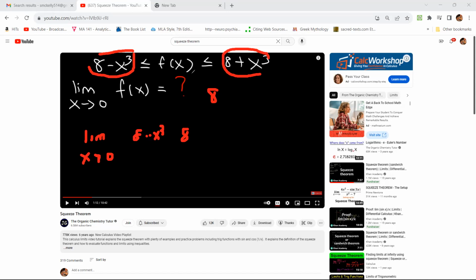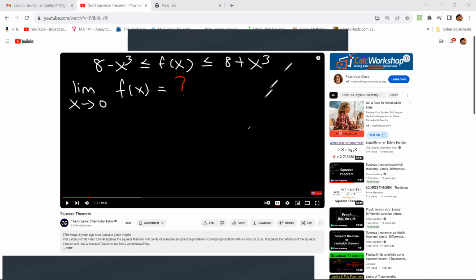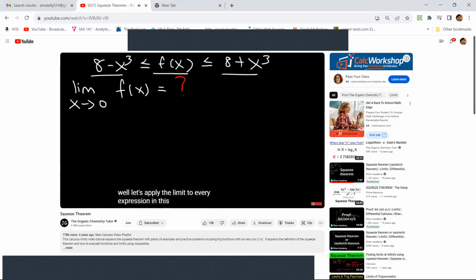So we're going to keep going with this, but that's the idea behind it. So let me clear the drawings now, and let me continue the video here. So how can we figure this out? Well, let's apply the limit to every expression in this inequality.